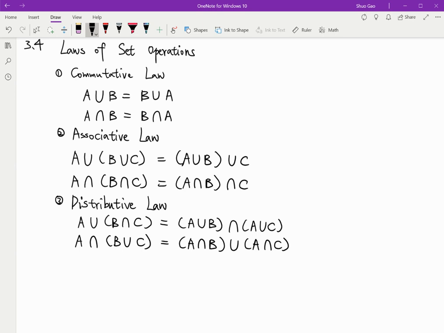Right. So it's kind of like what you may have learned in high school. The distributive law you learned is something like this: A times the summation B plus C equals A times B plus A times C. So this is the distributive law that you learned before. But here in sets it is something like this, but with different operations. It's hard to prove that here, so we use an example to show why this is true.